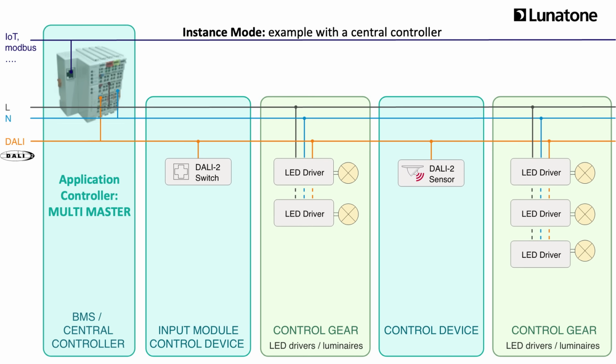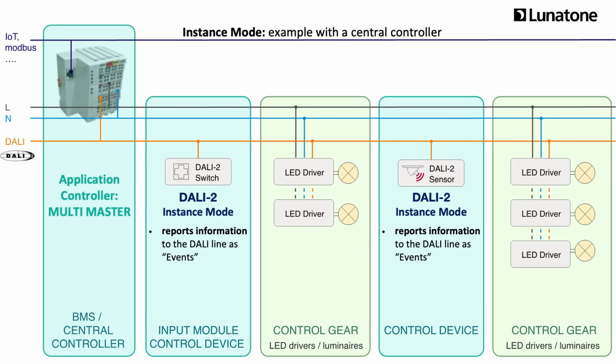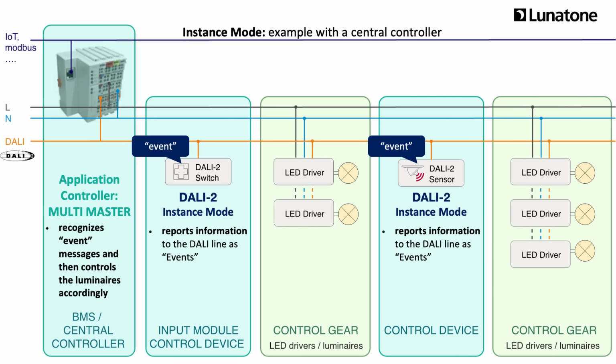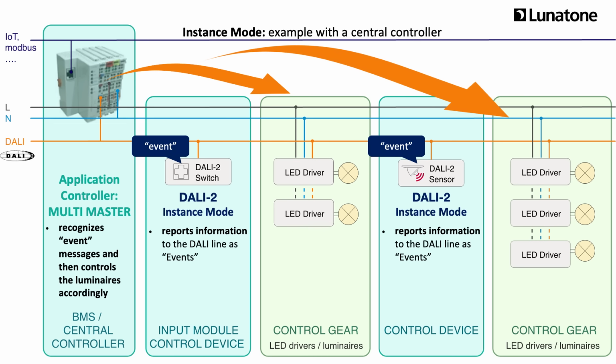Another important DALI-2 term is instance mode. The instance mode allows devices to instantly send information as event messages to the DALI line. An application controller receives these messages and then controls the luminaires accordingly. A device in instance mode cannot control anything directly. It only sends information. For example, a motion sensor in instance mode sends event messages whenever motion is detected, and an input device sends event messages when keys are pressed.